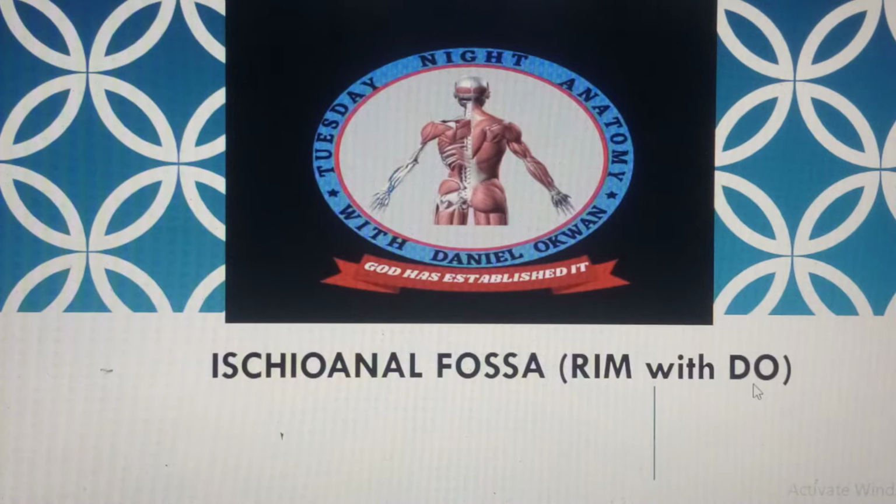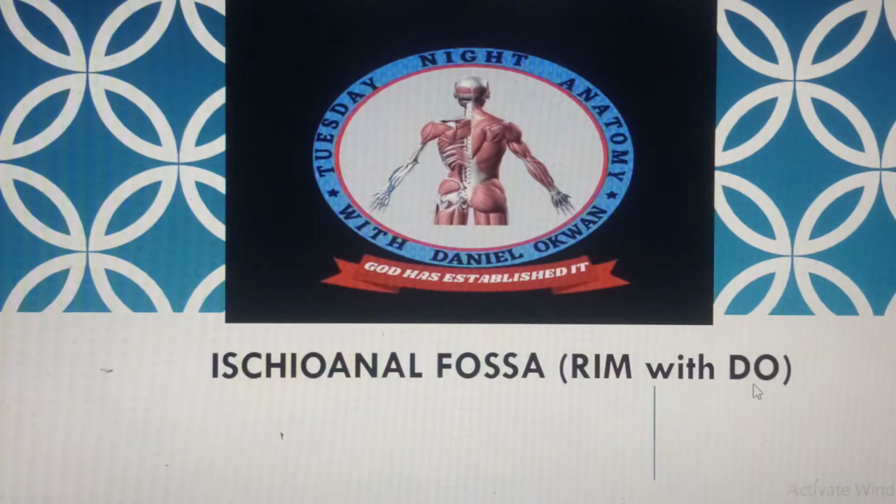Today's section, I quickly run with you the Ischioanal Fossa. Now be informed that this Ischioanal Fossa, which was previously referred to as the Ischiorectal Fossa, is that adipose tissue-filled space that is found on either side of the anal canal. Of course, we know that this anal canal dwells in the anal triangle of the perineum, that region in between our thighs.